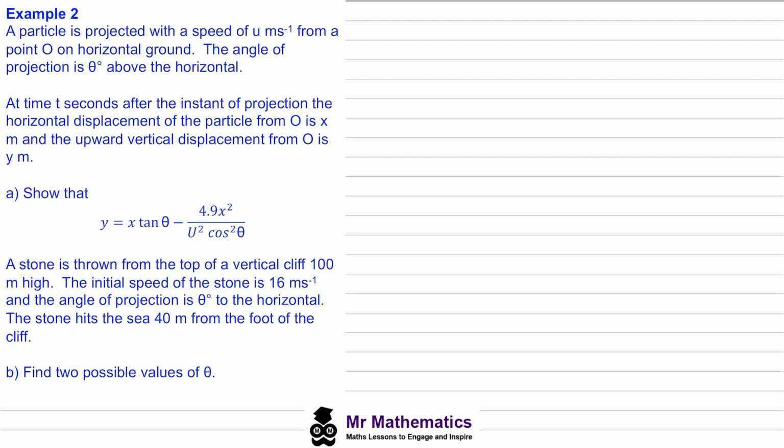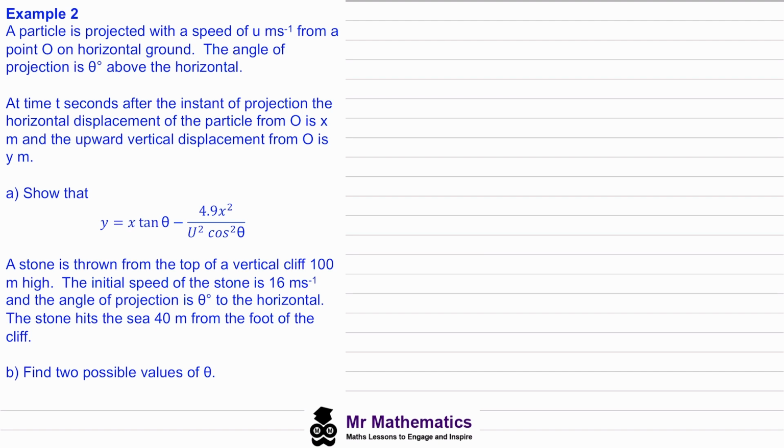Okay, so in example 2, we're told that a particle is projected with a speed of u from a point O on horizontal ground, and the angle of projection is theta above the horizontal. We're told that at time t seconds after the instant of projection, the horizontal displacement of the particle from O is x, and the upward vertical displacement from O is y. And we've been asked to show this equation. And then in part B, we're going to use this equation to work out theta.